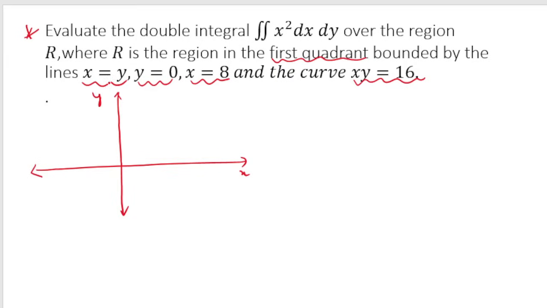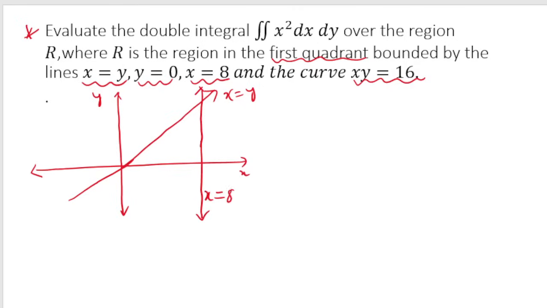What is the curve? So x is equal to y, everyone knows, a line passing through origin. And then the second one is y is equal to 0, meaning the x axis, already drawn. x is equal to 8 means a line parallel to the y axis at a distance of 8 units. So this is the line, that is x is equal to 8.